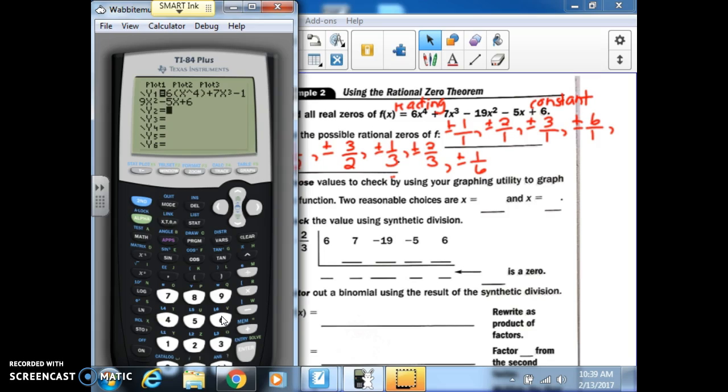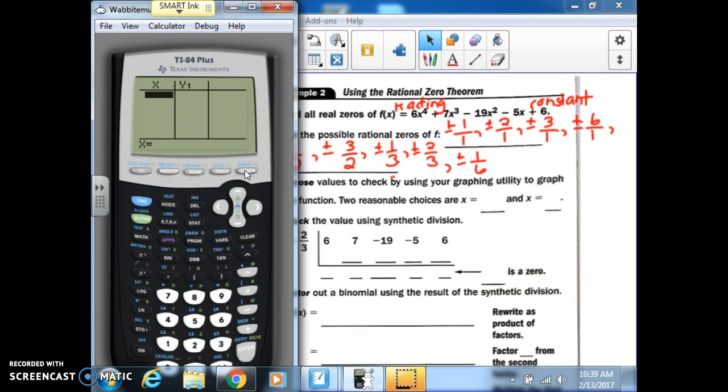All right, then I'm going to change my window so that I can put in some of these fractions so I can plug them in for x. I don't have to just use the table that's given to me. So I'm going to hit second window so I can change the table. I'm going to change my independent from auto to ask, hit enter. Now, when I go to my table, it should be blank, but that allows me to plug in all of my rational zeros.